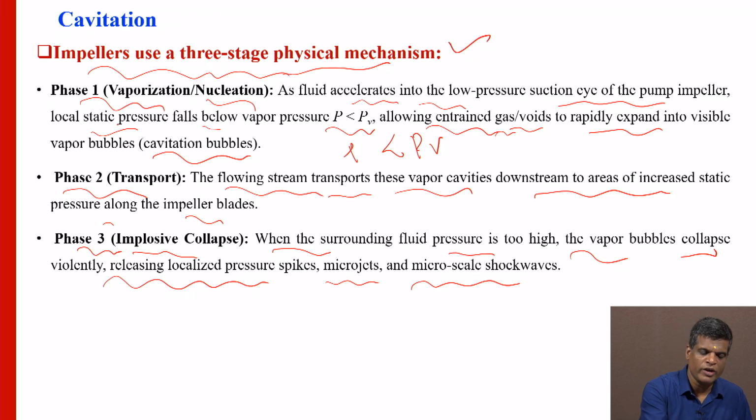Phase 1 is the vaporization part, the nucleation. Then phase 2 is the transportation. Then phase 3 is the collapse, how the vapor bubbles collapse due to the pressure.